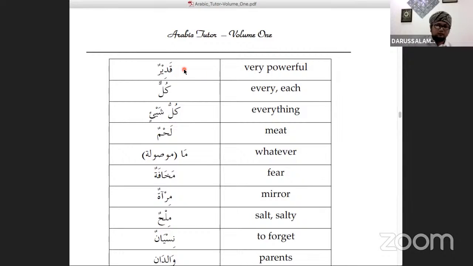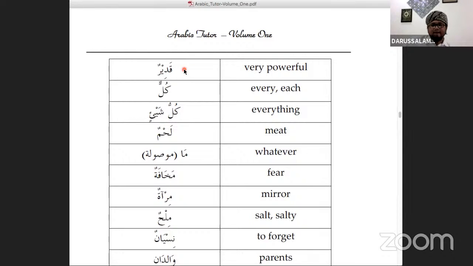Kullun. Every. Kullun. Every or each. Yeah? Kullu shay. What does that mean? Everything. Shay. Everything. Lahm. Meat.